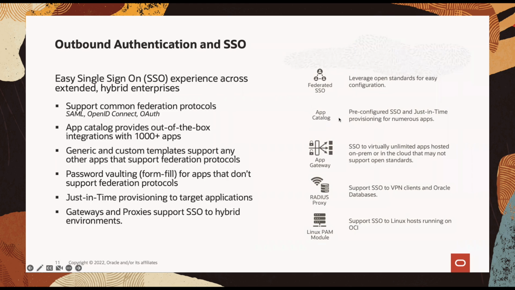Then we have, I think, 400 plus application templates available for single sign-on in the application catalog. You can use those pre-configured SSO templates to have seamless single sign-on to your target application. We also have the Radius proxy that allows authentication for databases and VPN clients. And we offer a Linux PAM module that supports SSO to Linux hosts running on OCI. So these are the different ways you can do outbound authentication from the IAM to your target applications.